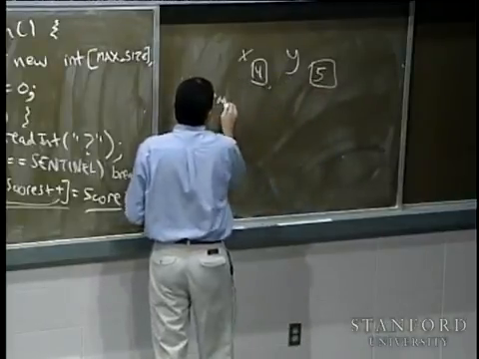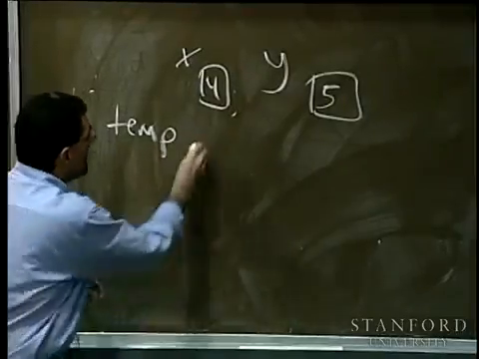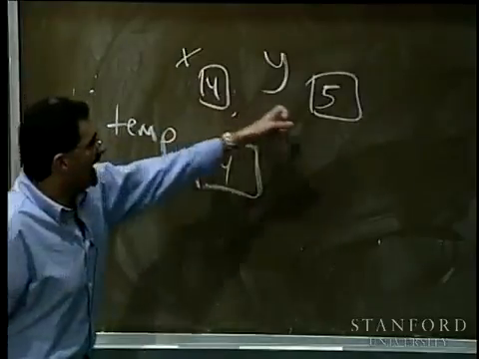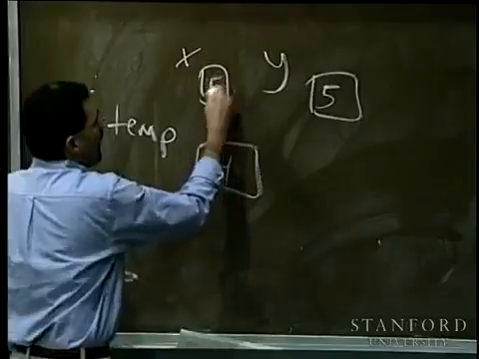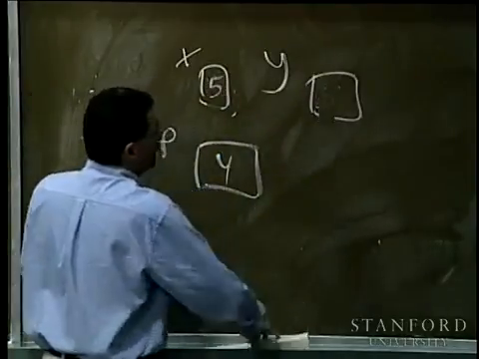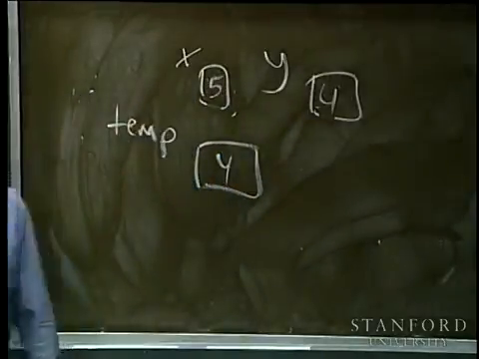I have some temporary. I start off by saying temporary equals x. So temporary gets the value 4. Then x gets y. So x gets the value 5. Then y gets temp, so y gets the value 4. And for all intents and purposes, it looks like I swapped the values.